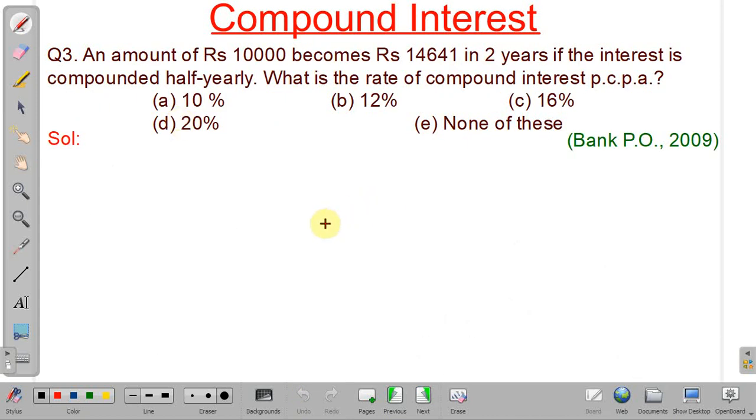See, in this problem it is given a sum of money that is equal to 10,000 will become 14,641 in 2 years, when interest rate is compounded half yearly. So please notice this, that it is compounded half yearly. And we have to find the rate of compound interest per annum. Compound interest percent per annum we need to find. So we will assume the rate as, let the rate be R% per annum.